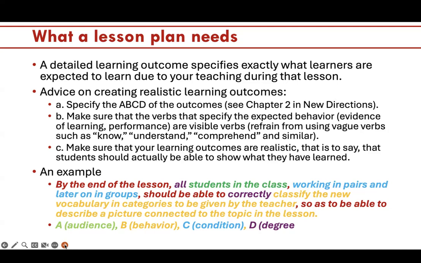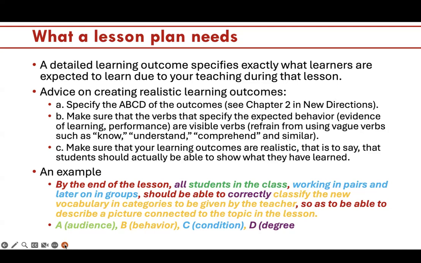I'm giving you an example here of a learning outcome, and as you can see, it's in various colors. The colors refer to the ABCD that we have discussed. So this learning outcome says by the end of the lesson, all students in the class, working in pairs and later on in groups, should be able to correctly classify the new vocabulary in categories to be given by the teacher, so as to be able to describe a picture connected to the topic in the lesson.